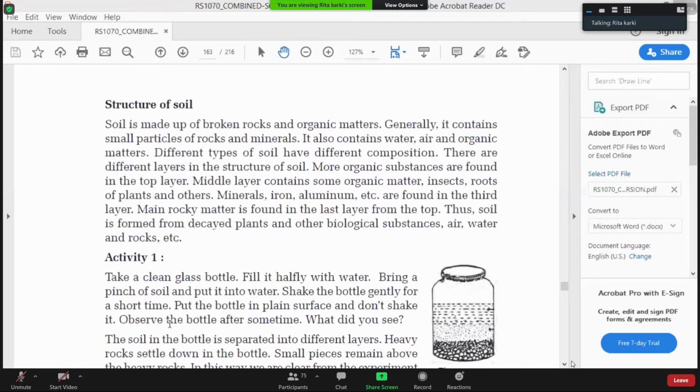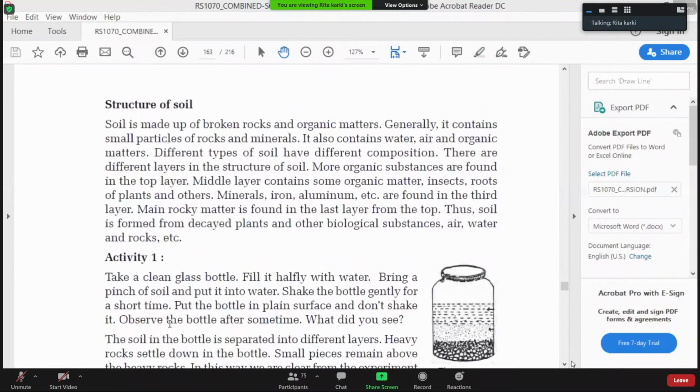Besides these, the middle layer of the soil also comprises a certain amount of organic matter, because up to this layer certain organic manures, or humus, can reach, and some of the insects, some of the animals, or the roots of the plants can reach up to the middle layer of the soil. So this middle layer may comprise organic manures, that is humus, and similarly insects, as it provides habitat to a larger number of insects and soil organisms. It also comprises roots of the plants and several other substances.